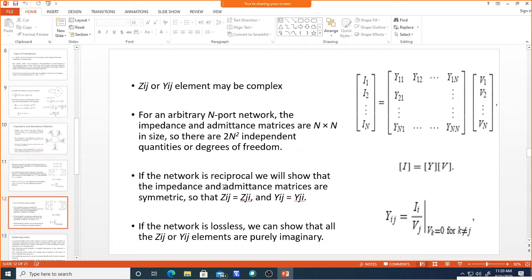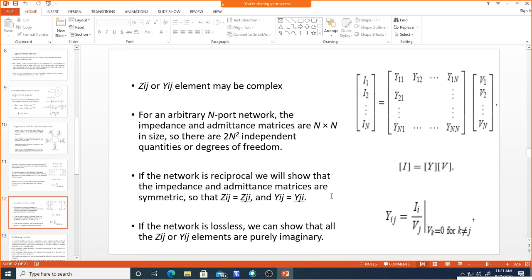Okay, so now, important in the microwave network, we can see whether the network is reciprocal or lossless. These are two important properties by which we can check the microwave network. For example, if it is reciprocal, then the network is symmetric. Okay, it possesses the symmetry property if it is reciprocal.